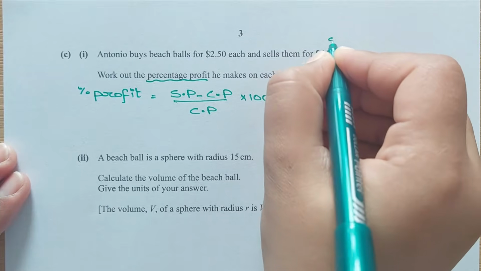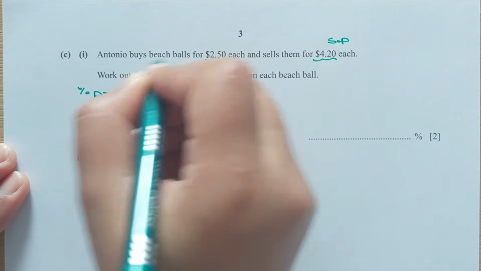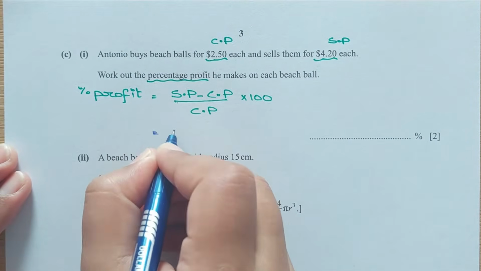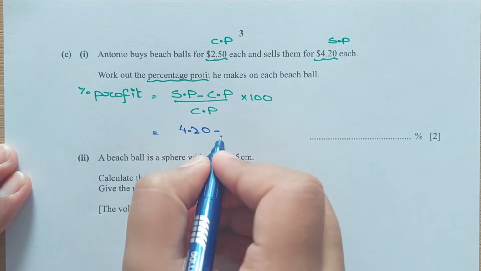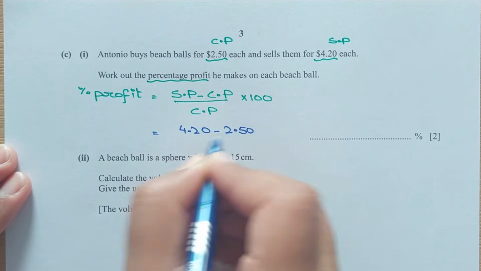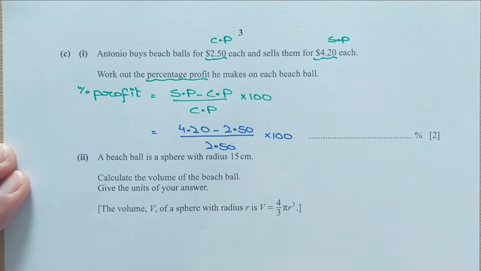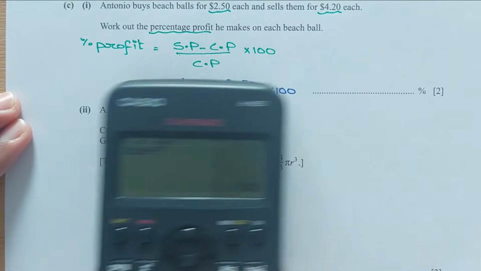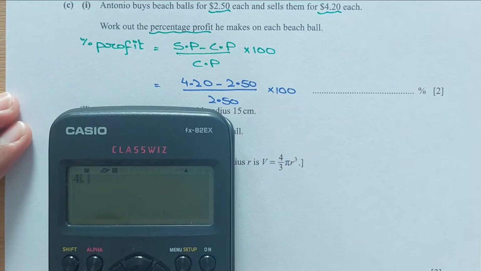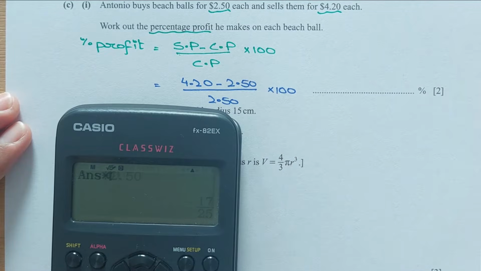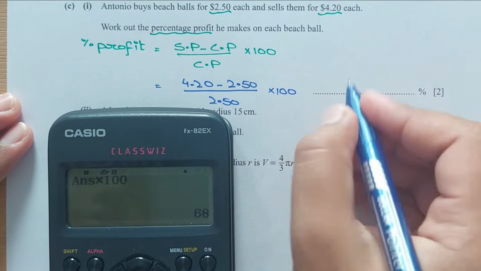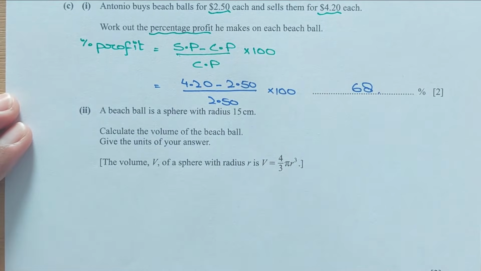This is the sale price, and the cost price is this, because he buys. This is the cost price, right? So let me substitute into the formula. 4.20, the sale price, minus the cost price 2.50, divided by 2.50, multiplied by 100. We will get the percentage profit. So let me simplify. 4.20 subtract 2.50, divide by 2.50 and multiply by 100. That is 68% is the profit percentage.